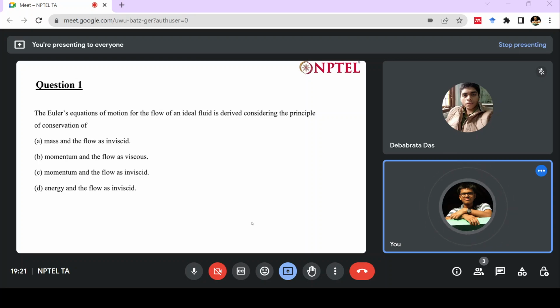Let's start with the first question. The first question basically asks what is Euler's equations of motion for flow of an ideal fluid. Can you tell me which one is correct? It's a very straightforward question about the definition of Euler's equation.